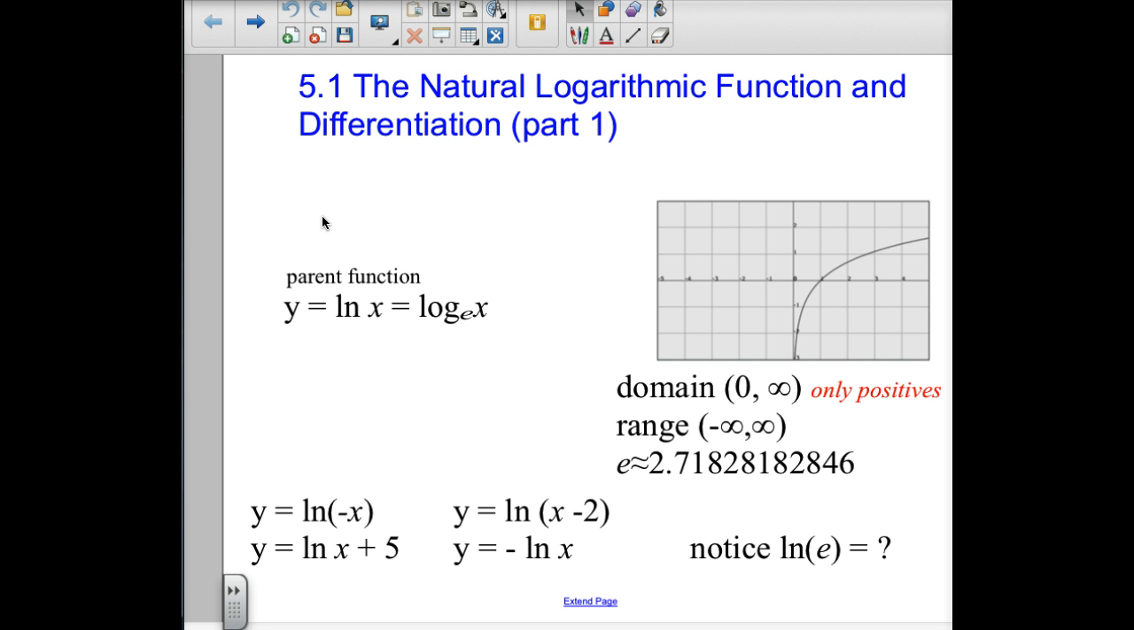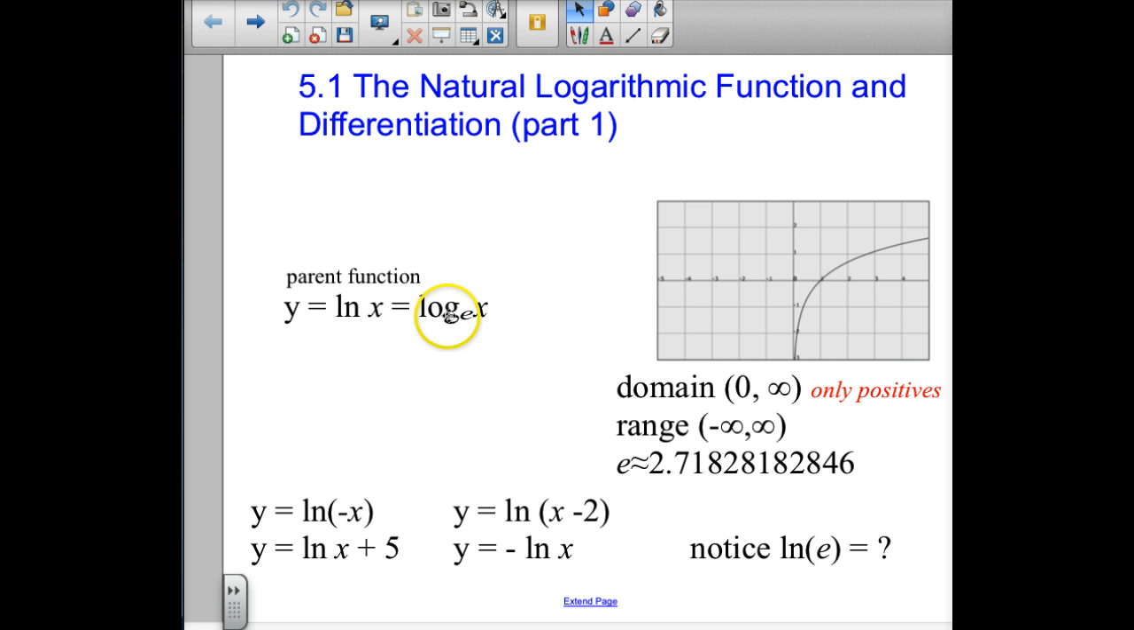The basic parent function is the natural log of x, and it's written ln of x. It is a log with base e. So e is Euler's number e, 2.718281828, etc. It's not a pattern, it's an irrational number that continues on forever. The mathematician Euler discovered this number and started using it, so he gets to call it the letter e, for Euler. Euler is a German word, E-U-L-E-R. Anyway, it's a log base e.